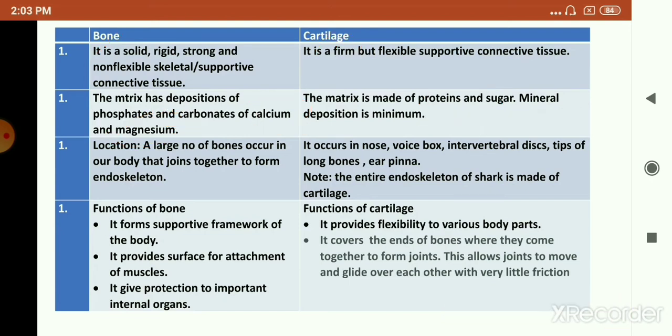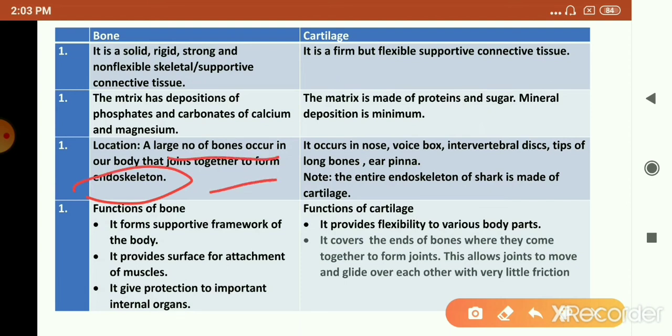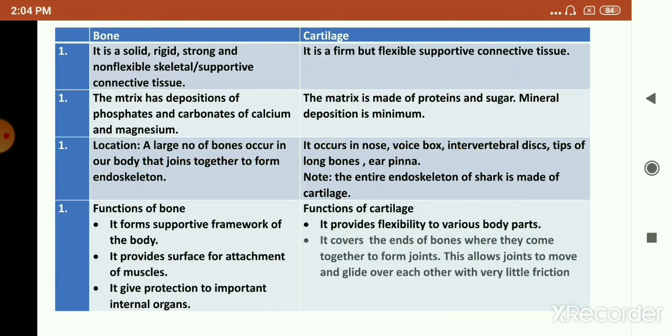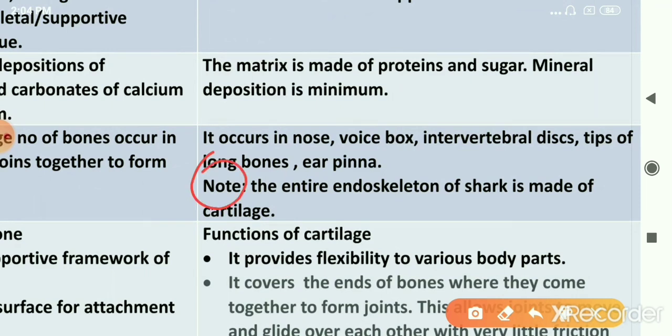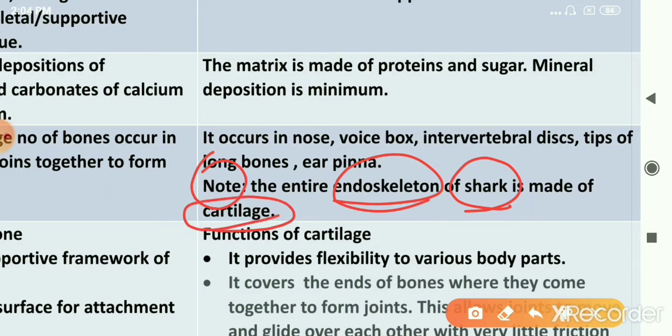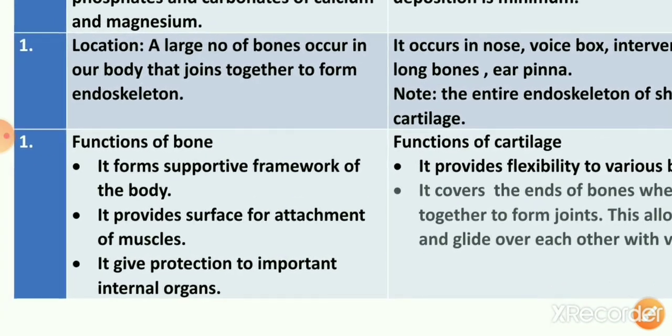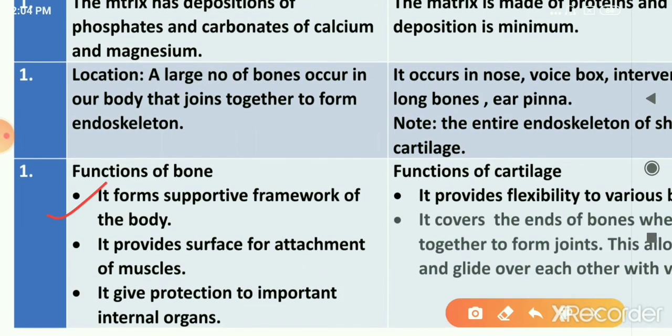Then the bones, where are they located? Your entire endoskeleton is mainly made up of bones, so a huge number of bones are present in our body. Whereas cartilages are present in certain regions like your nose tip, the voice box, the intervertebral discs, the ends of the longer bones, and your outer ear or ear pinna. And one more important thing to note is that the endoskeleton or internal skeleton of a shark is totally made up of cartilage.